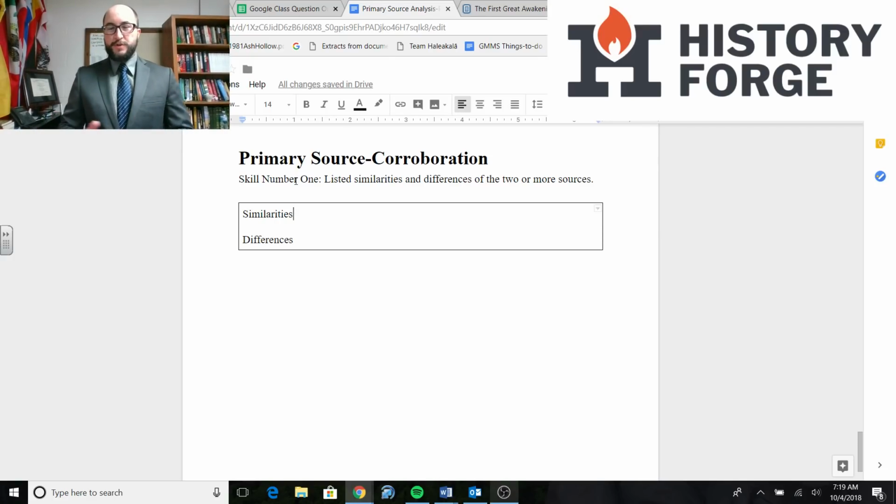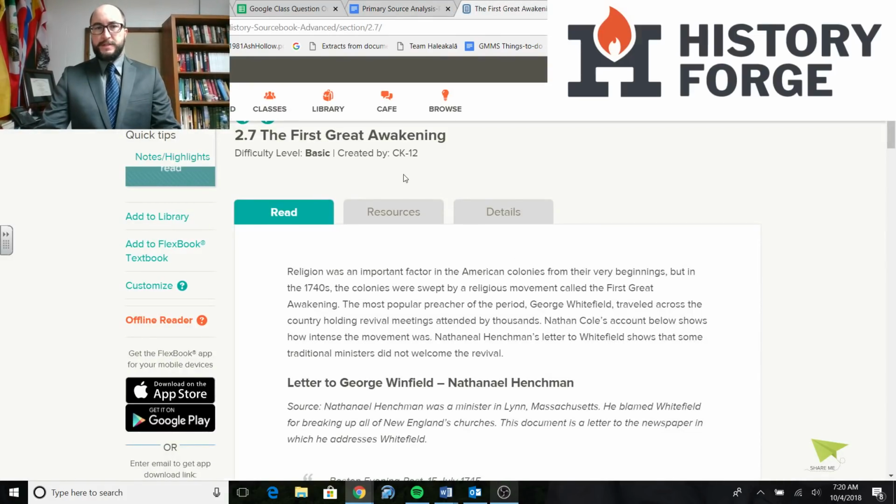Corroboration is when you compare and contrast two or more things. There are several skills that go along with it, the simplest being just listing similarities and differences between the two sources. So, as you can see here, I have listed similarities and differences of the two or more sources, and I have similarities and differences right here as well. So this is the box we're going to use. And if I go over here, you'll see the source.